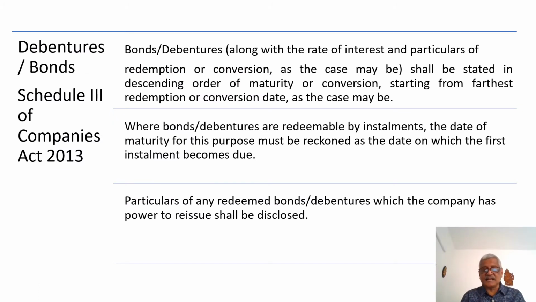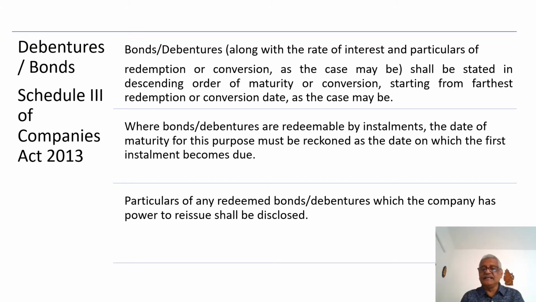Schedule 3 of the Companies Act prescribes certain requirements for debentures and bonds. The first one is that bonds and debentures along with the rate of interest and particulars of redemption or conversion, as the case may be, shall be stated in descending order of maturity or conversion, starting from the farthest redemption or conversion date, as the case may be. So this should be made known to the users of the financial information. The debentures are either redeemed, that is repaid to the holders, or they are converted into equity shares. So these details need to be mentioned in the financial statement as per the requirement of the Companies Act 2013.